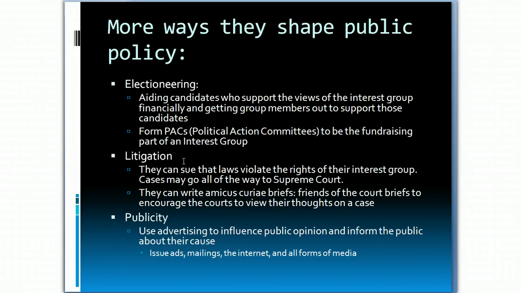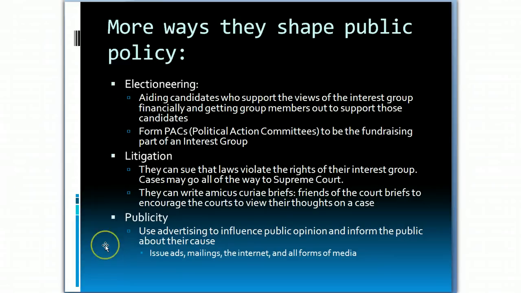There's also litigation, which is basically bringing lawsuits. They can sue that laws that are passed are violations of the rights of their interest group, and cases may go all the way to the Supreme Court. The NAACP has done this in many famous instances. They can also write amicus curiae briefs. This is a really important vocab word. Basically, these are letters to the court saying that we are encouraging you to view the case this way. They're called Friends of the Court briefs.